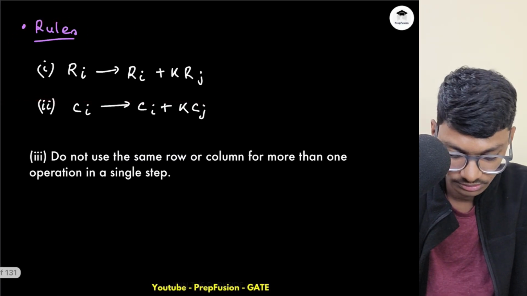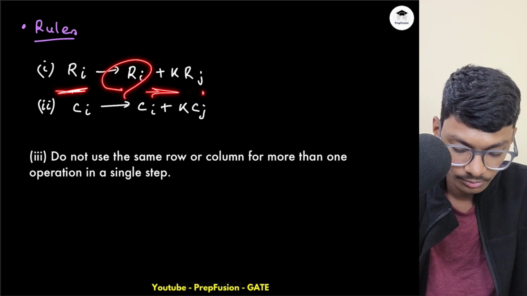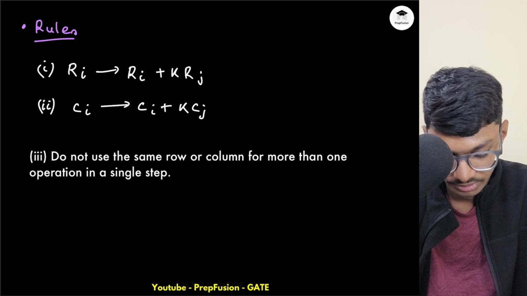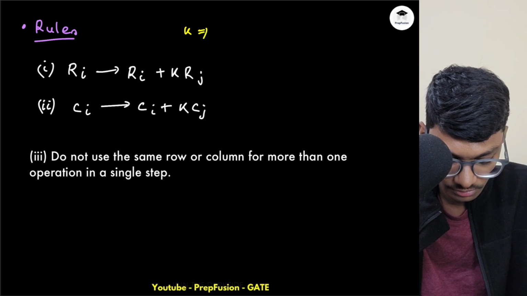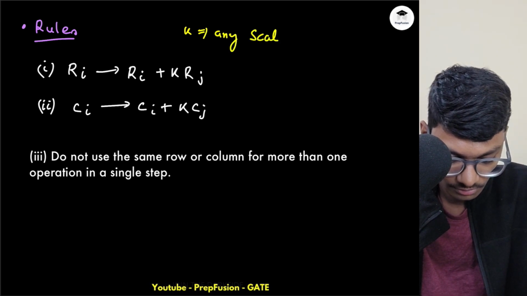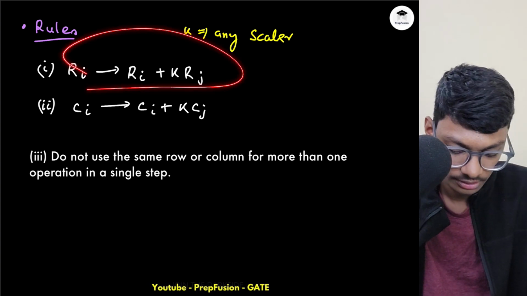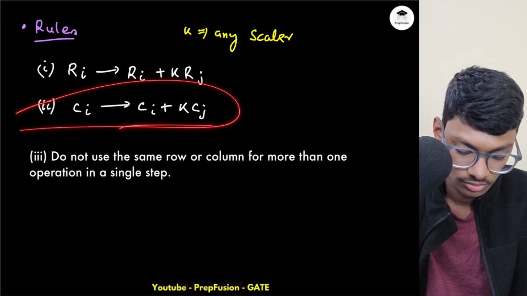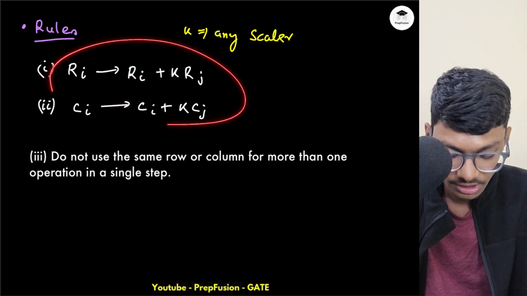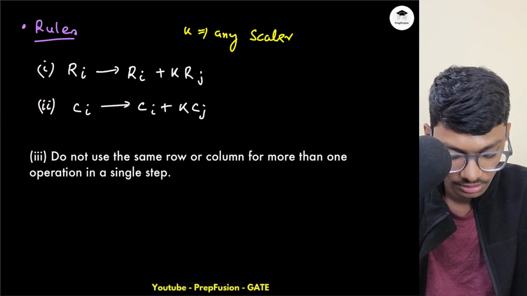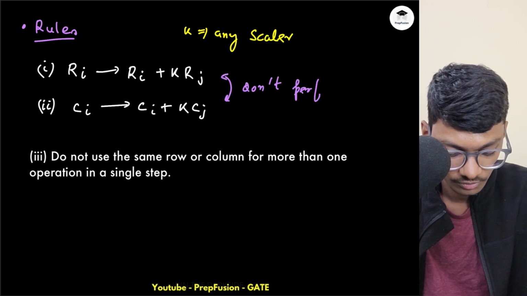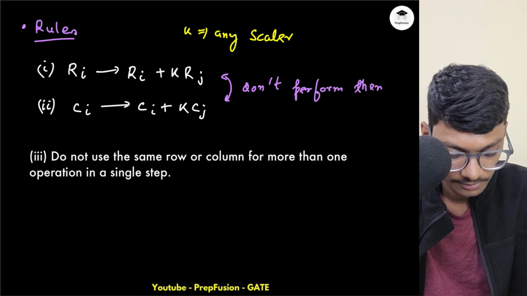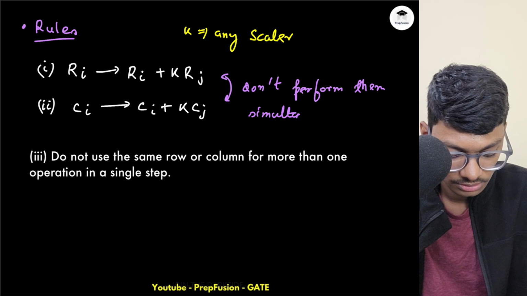So the rules are: you can change any row Ri to Ri plus k times Rj, where k can be any scalar, and the determinant will remain the same. Similarly, Ci can be changed to Ci plus k times Cj, and the determinant will remain the same, but don't perform them simultaneously. That is what my recommendation will be.